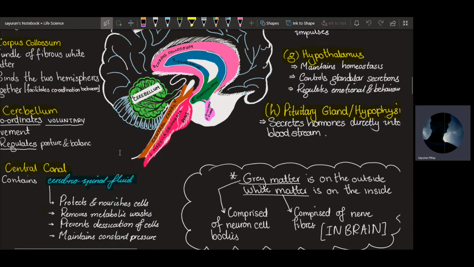So the cerebrospinal fluid is important for a variety of reasons. It protects and it nourishes cells, right, that are in the brain. It keeps them alive. It maintains a constant pressure in the brain, so the brain requires a certain amount of pressure, right, to work nicely. And the presence of the fluid, right, maintains that pressure.